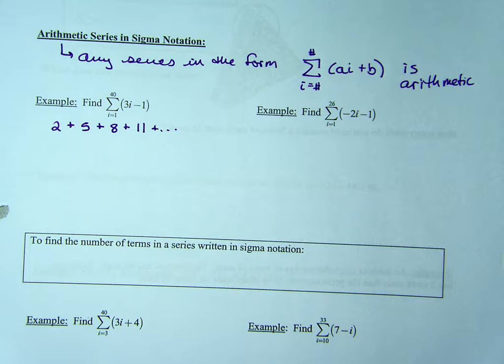it's going to be arithmetic. Look at all of the sigmas on the page right now. Those are all going to be arithmetic because they're all in this form of some number times a variable plus or minus some other number. These are all going to be arithmetic.